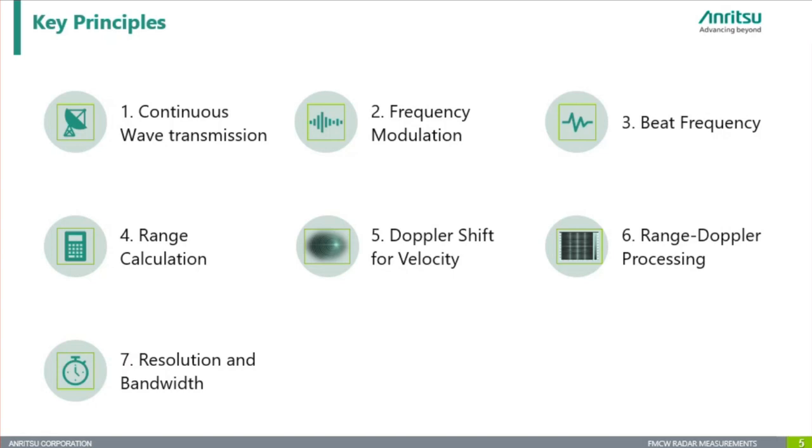The seventh is resolution and bandwidth. The range resolution depends on the bandwidth of the chirp. The velocity resolution depends on the chirp repetition interval and number of chirps.